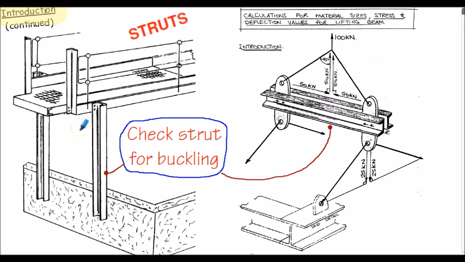On the left-hand side, we have a platform that's supported by two what are termed stanchions. Shown here, they're actually rolled steel channel sections, and they had to be checked to ensure they didn't buckle under the compressive load from the platform.